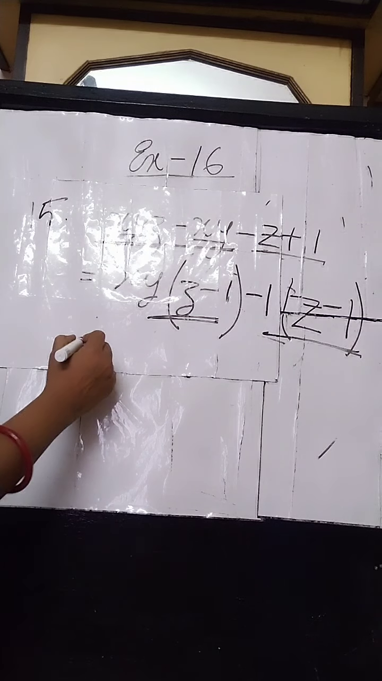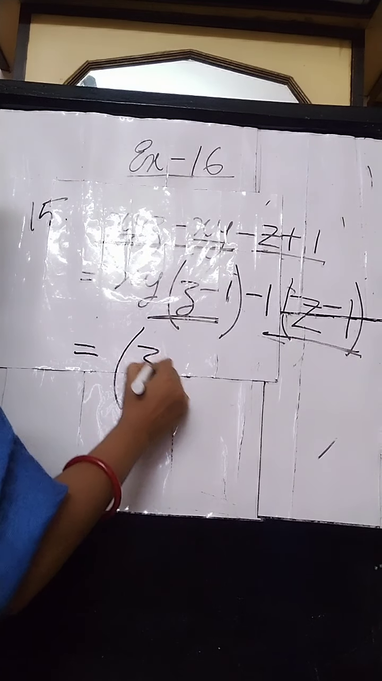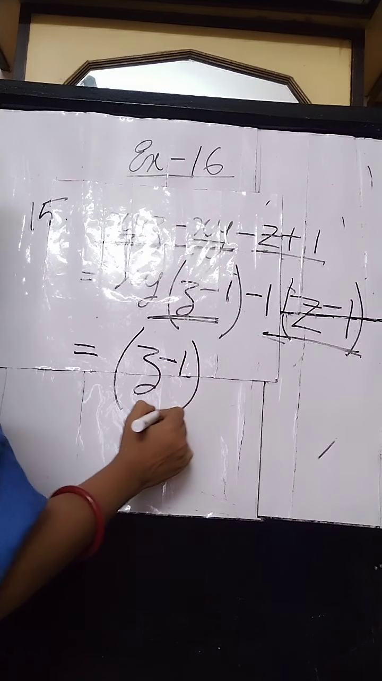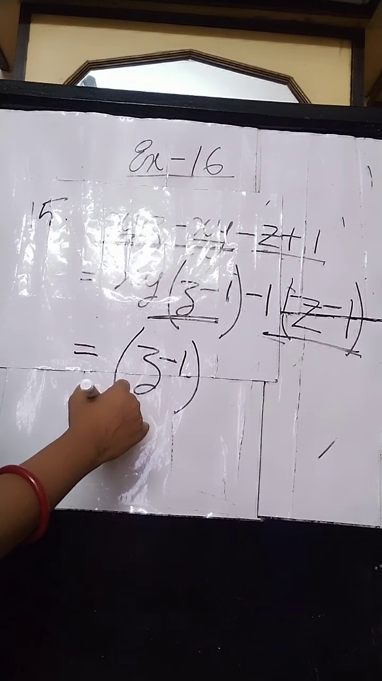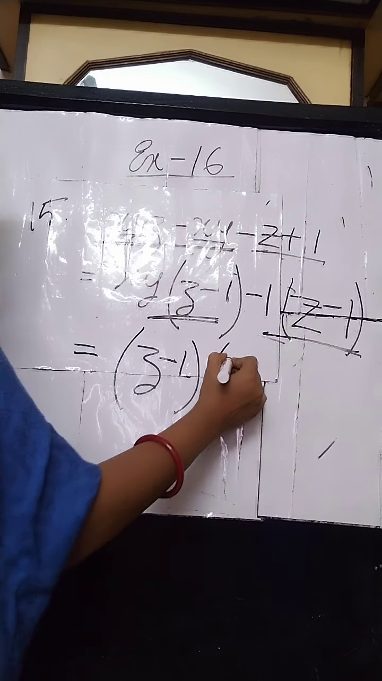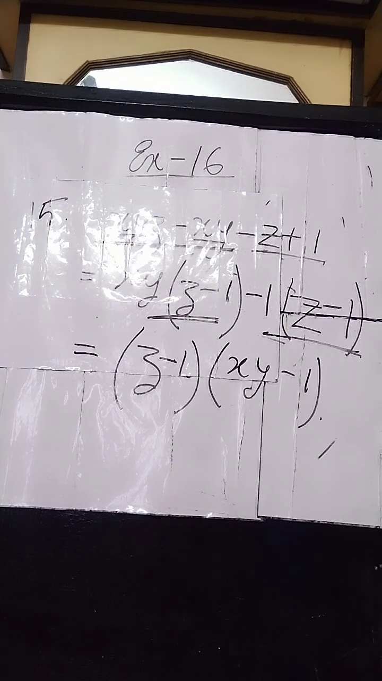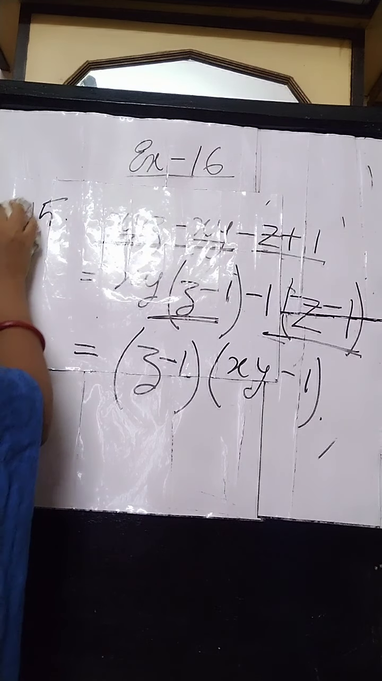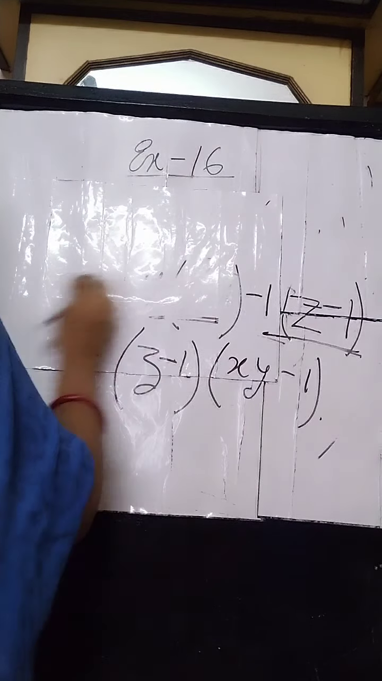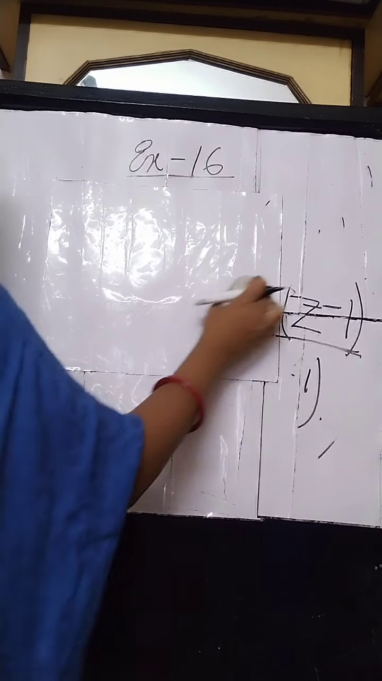So what is the common factor that we will take out? z minus 1 being a common factor has been kept aside, and then remaining is xy minus 1. Thus the sum ends over here. I hope you are getting the sums well. Now very quickly we will do sum number 16. I am rubbing sum number 15 in order to solve sum number 16.